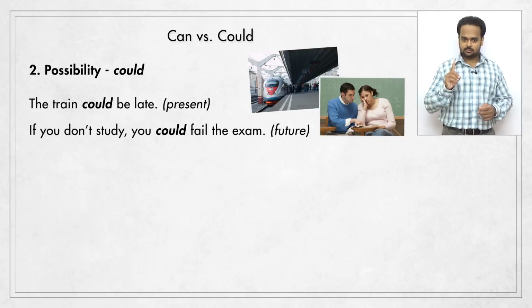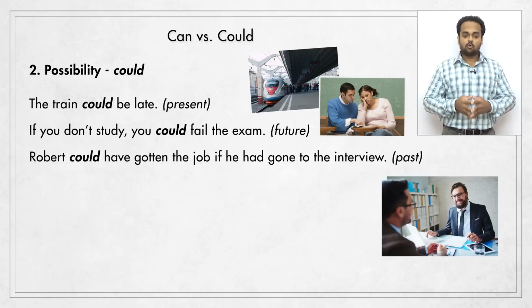But I have a question. We just talked about present and future possibility. Can we talk about past possibility? Yes, we can. Here's an example. Robert could have gotten the job if he had gone to the interview. So what do we understand from that? Well, there was a job interview. It was possible for Robert to go to the interview and get the job, but he didn't go, so he didn't get the job. Now, as I said before, we use could in all these sentences to talk about what's possible in the past, present, and future.